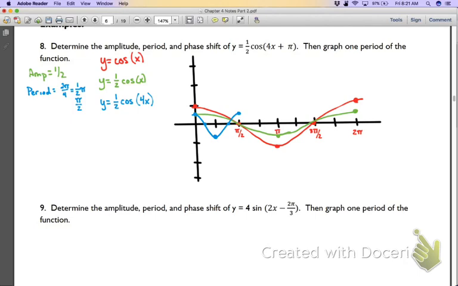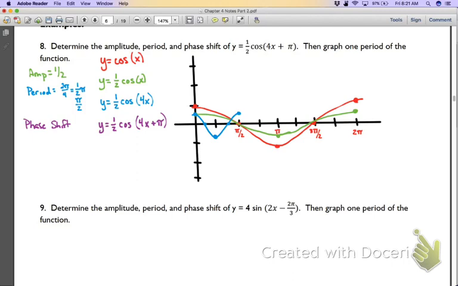Now the last thing. Okay? The last thing is that we're going to put it all together. So we're going to have y equals 1/2 cosine of 4x plus pi. So the phase shift, so we've got the amplitude, we have the period length. Now we basically added the phase shift.